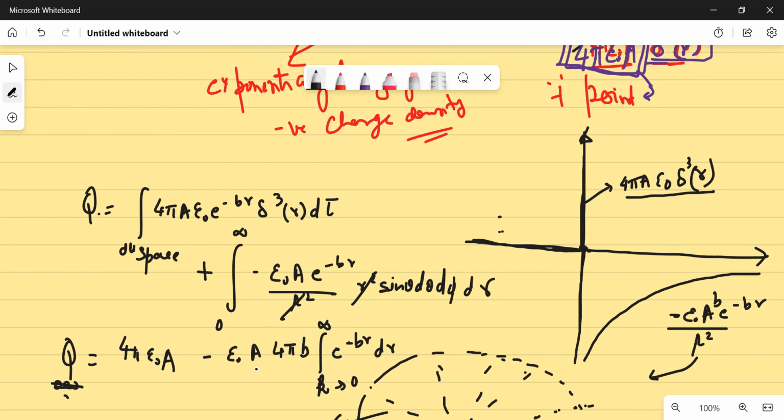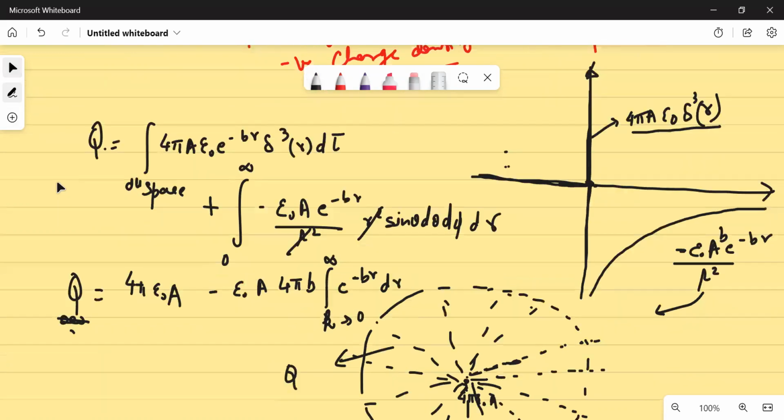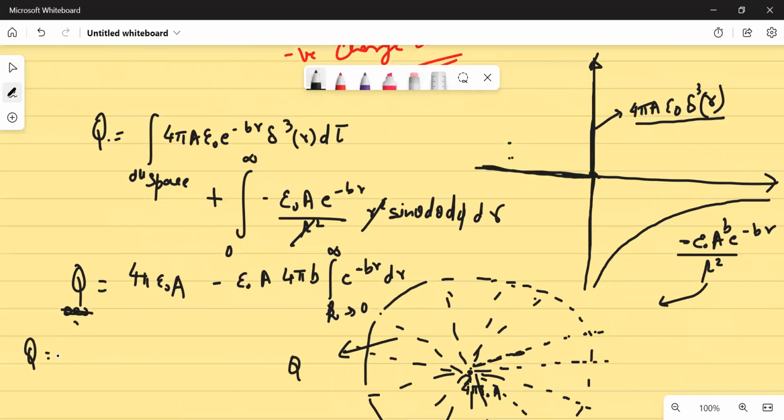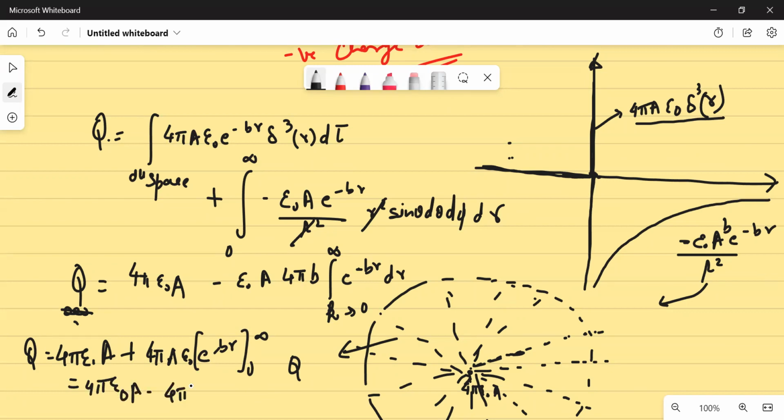Okay. So if I integrate it, one negative will come out. It will be 4 pi epsilon naught a, and there will be some e to the power minus b divided by minus b. So this will become 4 pi a epsilon naught e to the power minus b from 0 to infinity. At infinity it will go to 0, and at 0 it will become 1. So it will be 4 pi epsilon naught a minus 4 pi epsilon naught. So overall the charge enclosed inside this entire Gaussian surface is the integral of rho d tau, and this particular thing will become 0. Overall, the total charge is 0.